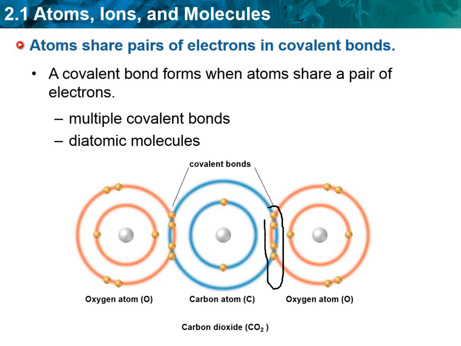So that's where it gets the name covalent bond. And so it shares those electrons equally between both of those atoms. Sometimes it may spend a little bit more time around one than the other, but those are the two types of bonds, and that is the end of the notes for section 1.